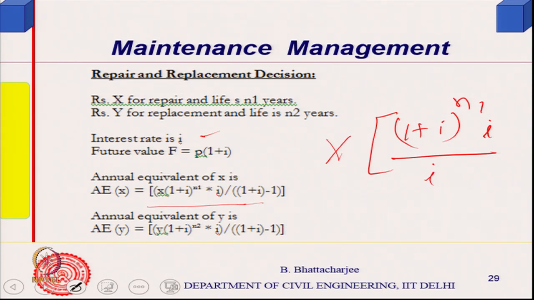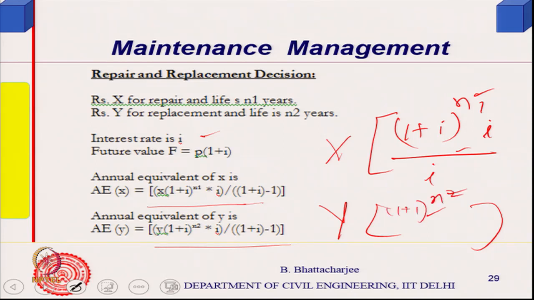Here x is what I am spending now, because of the series that I talked about. Similarly, for y you can find out, and whichever gives you the lower value. These factors would be the same, only the number of years would change here. It will become n2, 1 plus I to the power n2. I think there is a mistake somewhere there. We derived this in the last class.